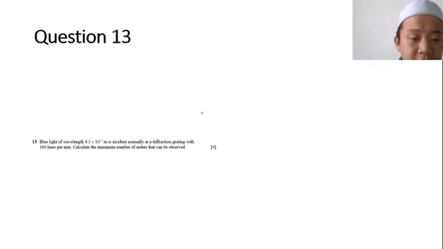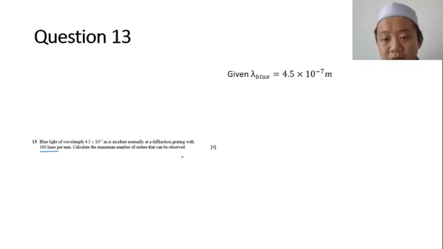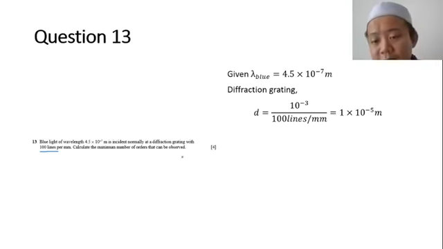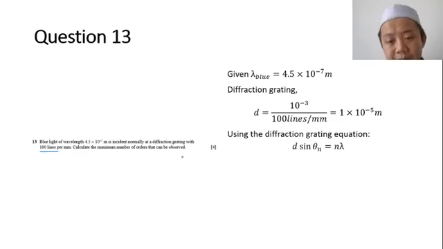So dia kata, okay, incident normally at diffraction grating with 100 lines per millimeter. So kalau 100 lines per millimeter, dapatlah value d is equal to 1/100 mm. Calculate the maximum number of orders that can be observed. This is very interesting. Diffraction grating, buat benda ni, dapat markah free insyaAllah. Using the diffraction grating equation, d sin θn equals nλ, betul?